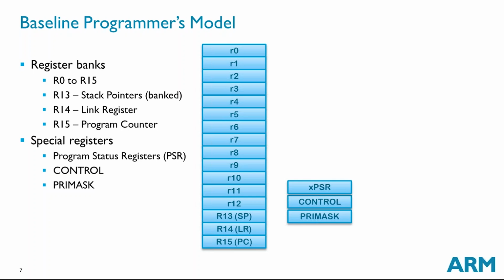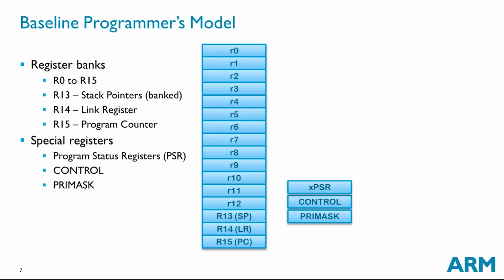There are a few other special registers. The XPSR register, the program status register, provides ALU flags and various processor status information. Note that the stack pointer is banked. The second stack pointer is used when an operating system is used in your application. 1 bit of the control register is used to control which stack pointer is used. There's also a 1-bit register called PRIMASK for interrupt masking.